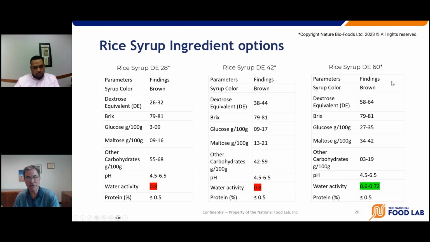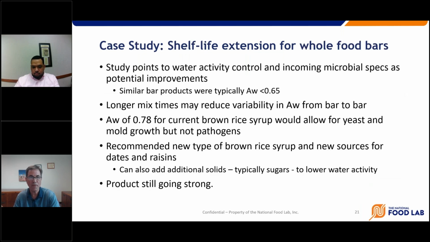You can see here, as you increase the dextrose equivalents from 28 up to 60, you get a subsequent drop in the water activity of the product. Obviously, down here where it's 0.6 to 0.72 is the area where you want to be. That'll get you down in the safe zone for the yeast and molds, right? So the study points to the water activity being an issue.